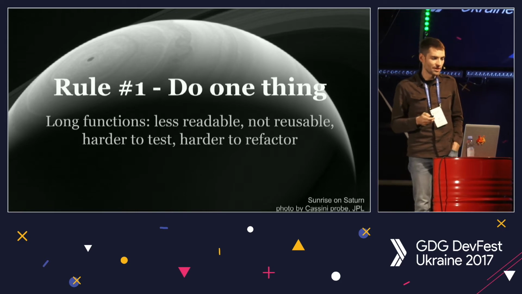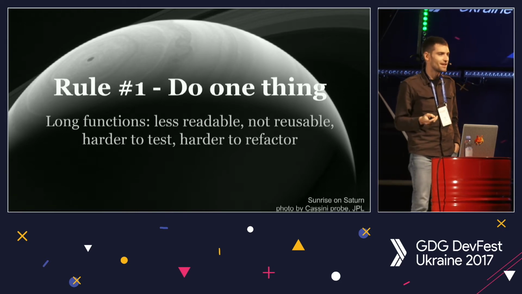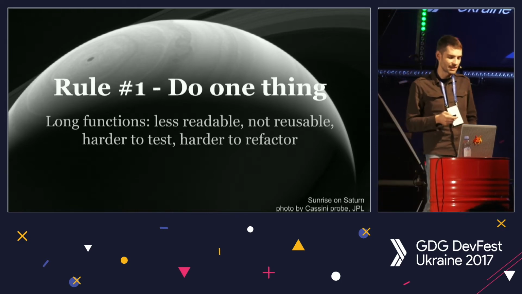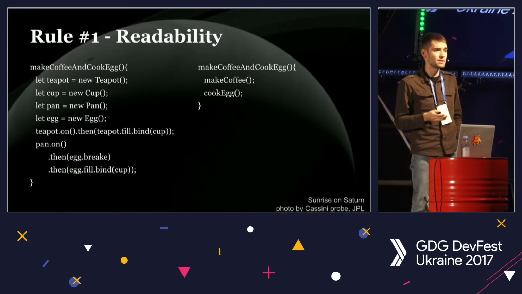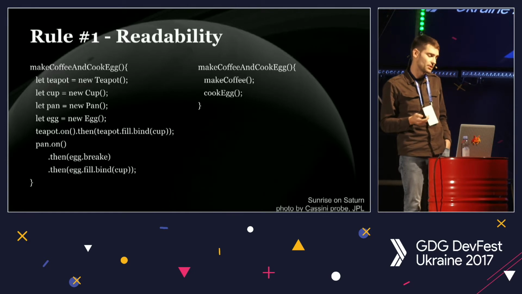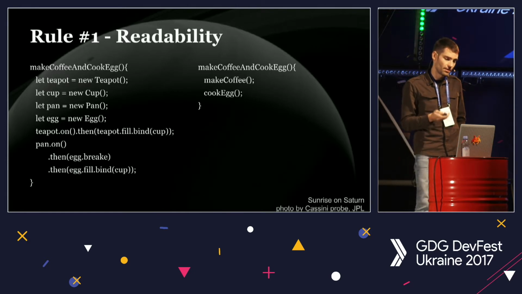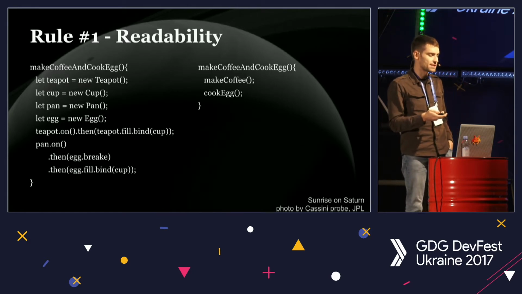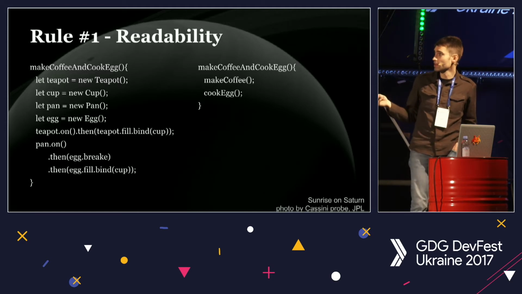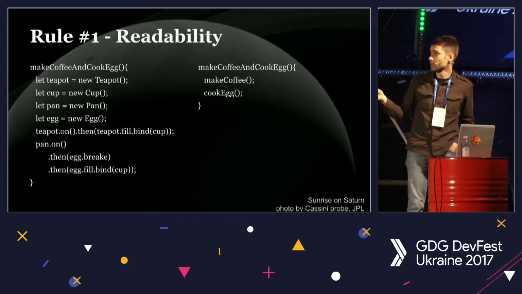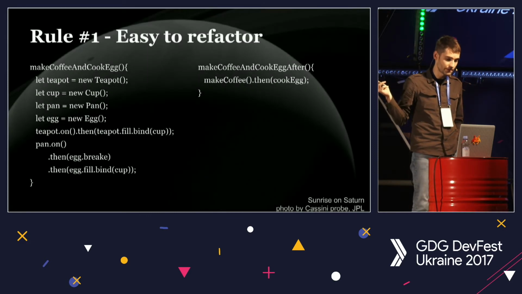So rule number 1, we can rephrase as: do one thing. Small functions are easier to compose, easier to refactor, and easier to test. Let's consider this classic example: make coffee and cook egg. If you do it in one function, it's first hard to read, then it's hard to compose. Two small functions work better.